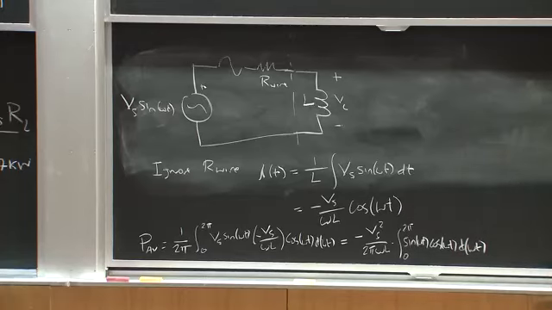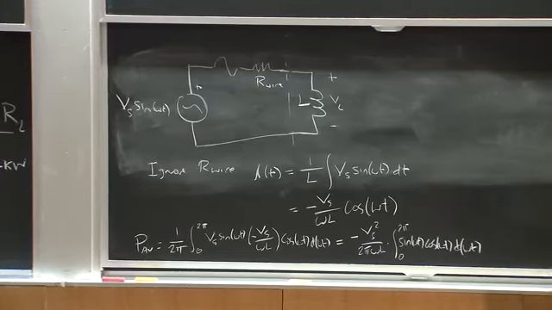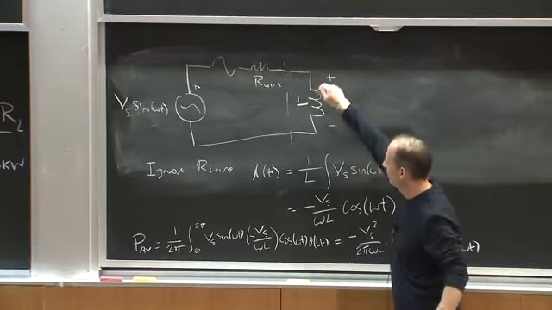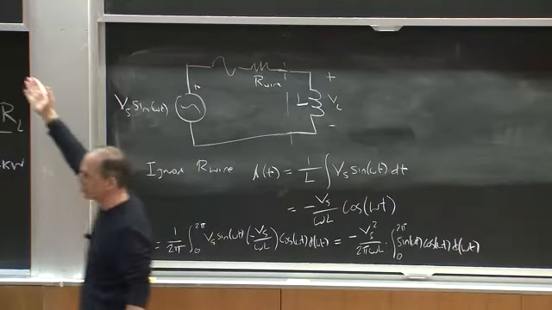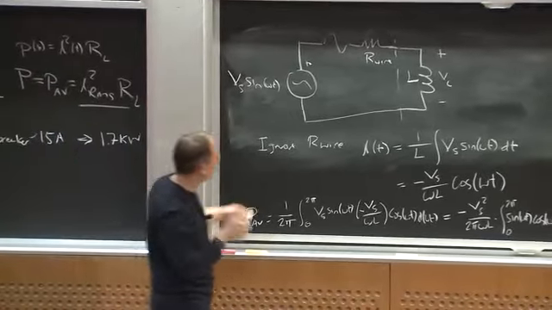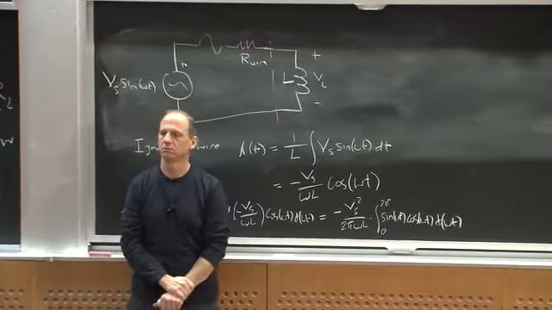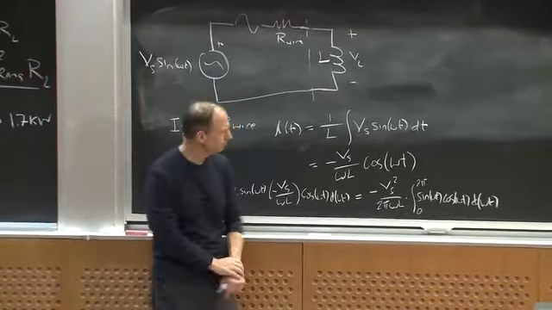Can anybody tell me what that is? 0. Why is it 0? Because the voltage is a sine and the current is a cosine, and we just decided that sines and cosines were orthogonal. Okay? So I'm going to draw no average power into my inductor, right? That kind of makes sense because the inductor is ideally a lossless element, right? So it shouldn't be able to absorb average power.